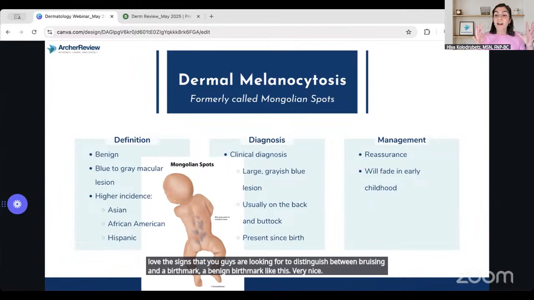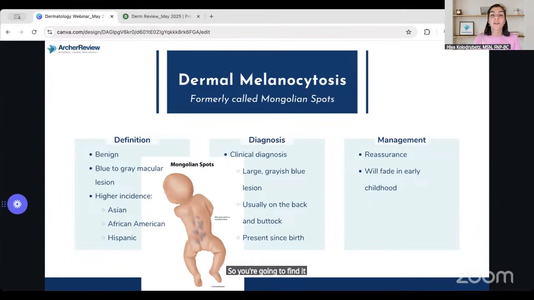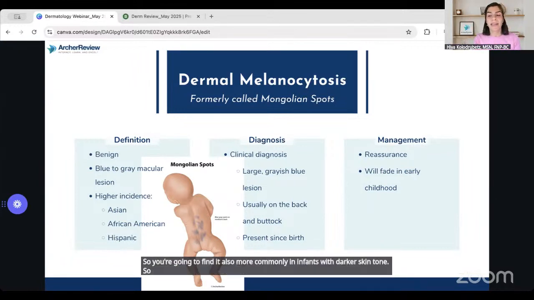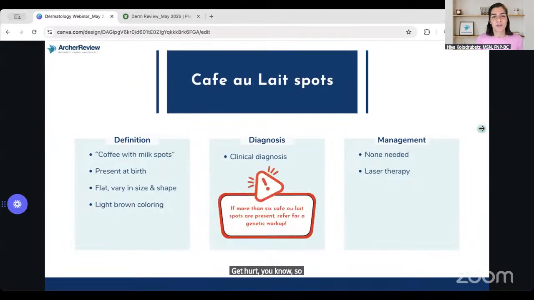You're going to find it also more commonly in infants with darker skin tone. So that can also clue you in as well, right? Asian ethnicity has the highest likelihood, then Black and Hispanic populations. Again, we're going to reassure the patient's parents and make sure that they understand that this will fade in early childhood. They don't need to do anything about it, right? Because you might get some parents coming in asking, is this from labor? What happened? Did my baby get hurt? So you really have to do a lot of reassurance.